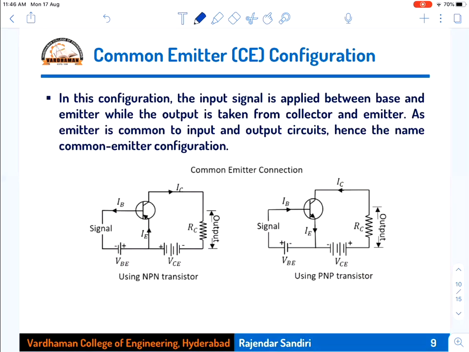Next, common emitter configuration. Common emitter configuration means emitter is ground, base is input, collector is output. Okay, the same is in the PNP also. Emitter is ground, base is input, collector is output. Now between input and ground we have to connect one battery. Between output and ground we have to connect one battery.